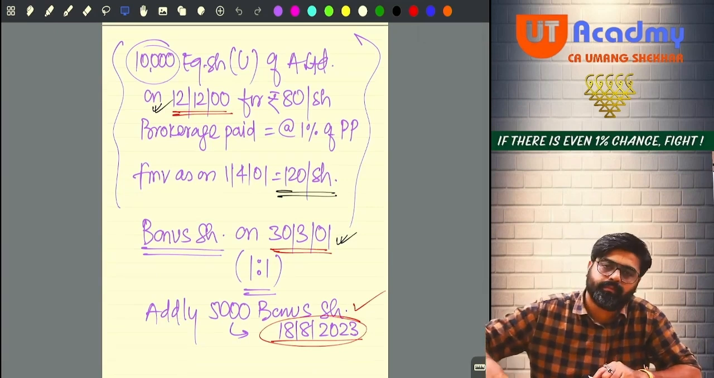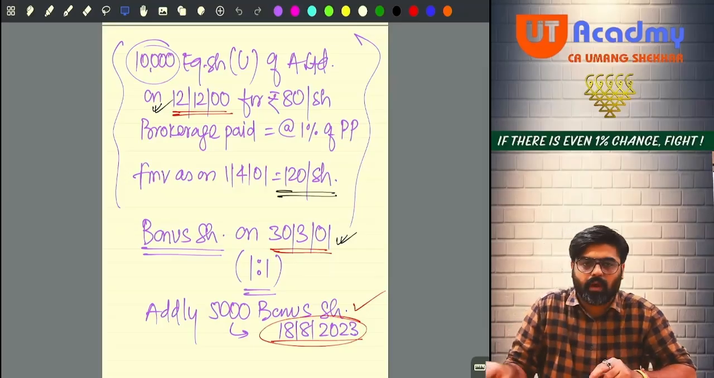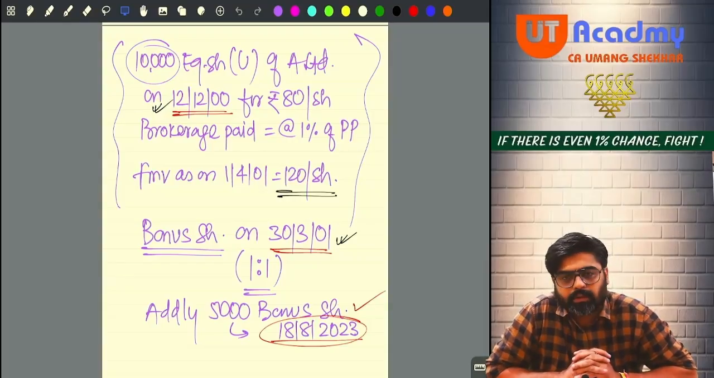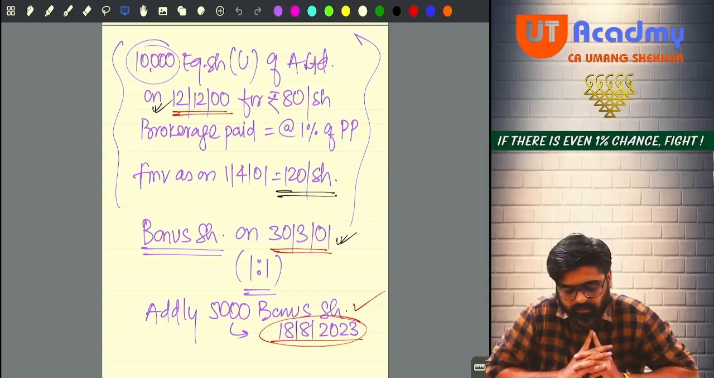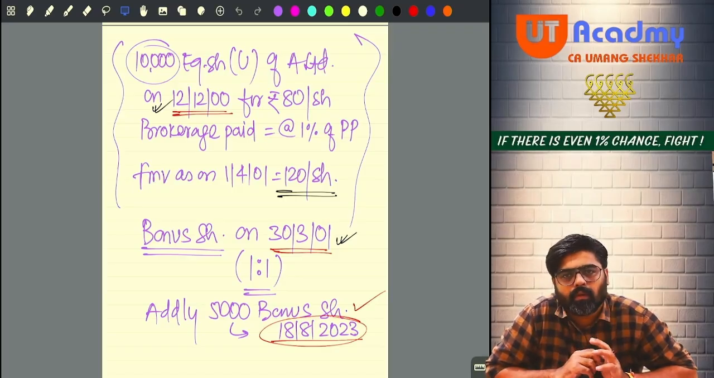Mr. Abhinav acquired 10,000 unlisted equity shares of A Private Limited on 12th of December 2000 for rupees 80 per share.